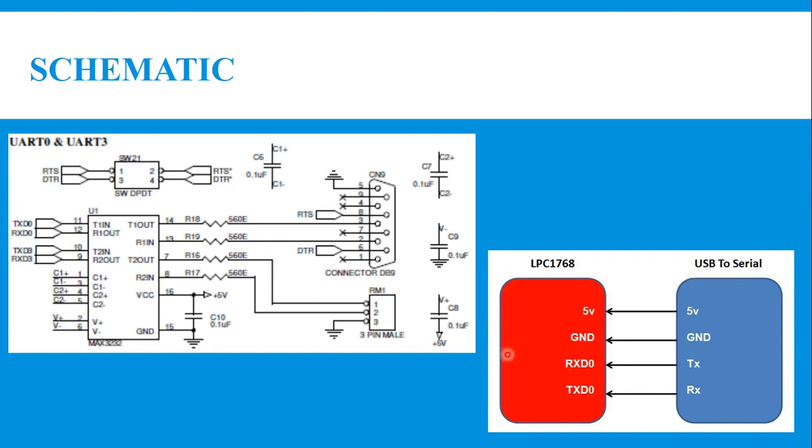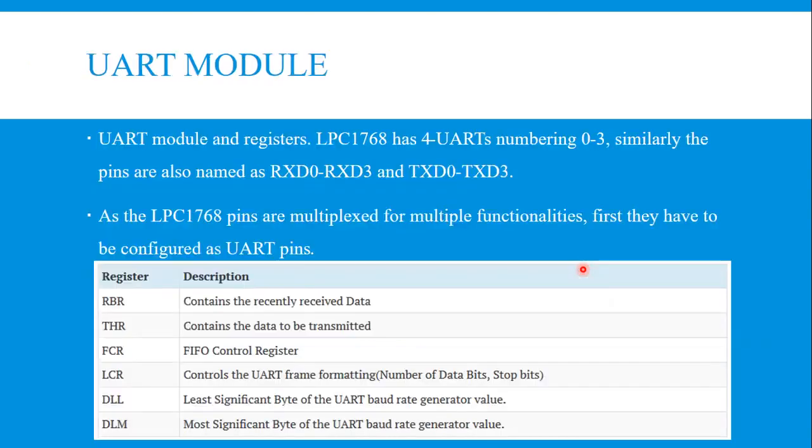Now you can have a gentle block diagram like this. The USB to UART data lines are always connected like this: transmit to receive, receive to transmit. So the data sent by the UART module is transferred to the monitor, the serial monitor, in serial fashion. I'll brief once on the UART module and registers, what they have and the function of each, so that you can recall them while going through the program.